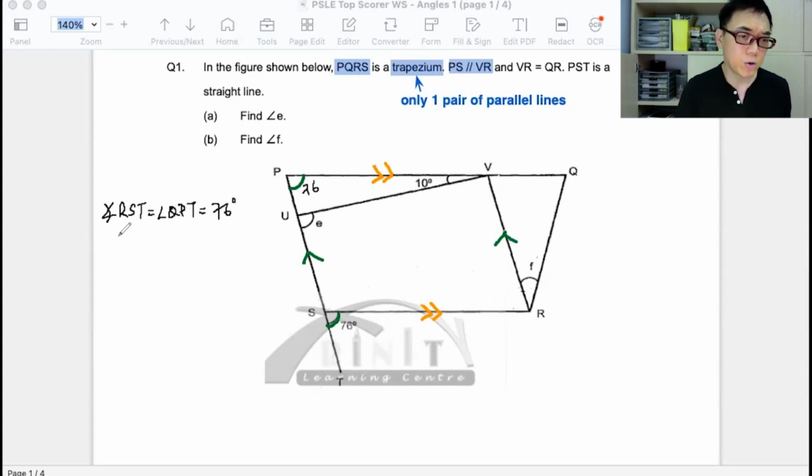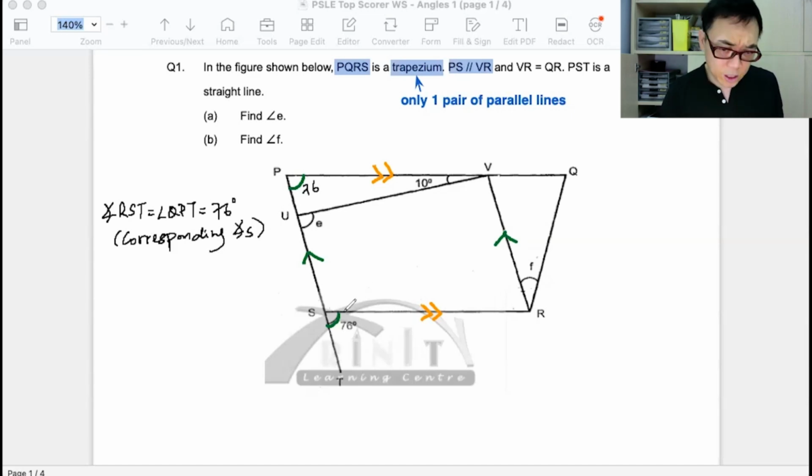Now, you're not normally required to write the rule, but because I'm trying to teach you, I want you to learn, I'm going to write it for you. So this is called corresponding angles, the F rule, right? The next one is this. If this is 76, it means that I will be able to find this angle over here as well. This one is easy, right? It will get 104. How do I get 104?